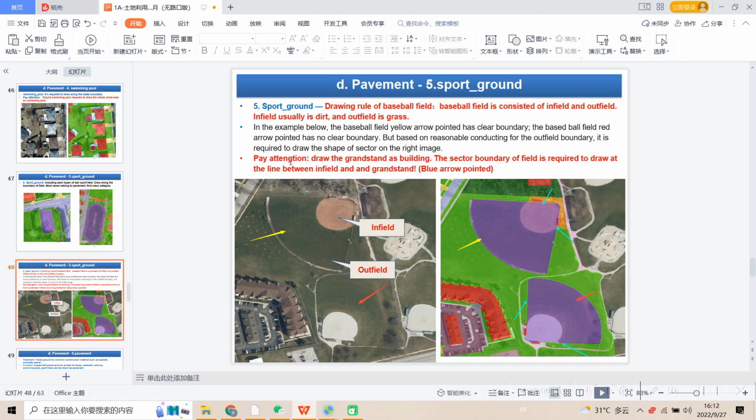Also pay attention to draw the grandstand as building. The sector boundary of the field is drawn as a line between the infield and the grandstand. So in this example, the boundary of this baseball field is between this infield and this grandstand. So this whole area should be like this. And even though the boundary is not clear enough, we can still copy and draw this area as a sector.